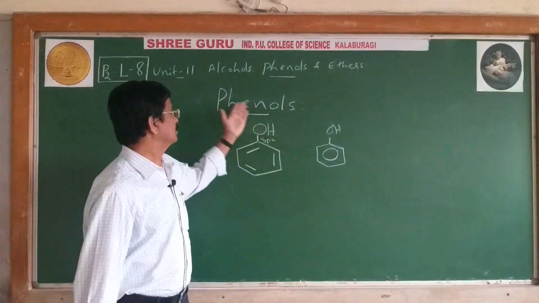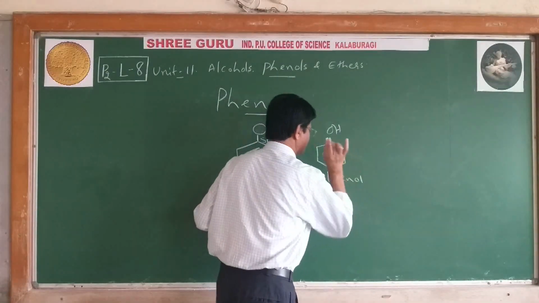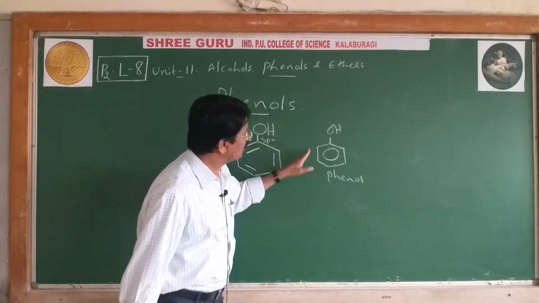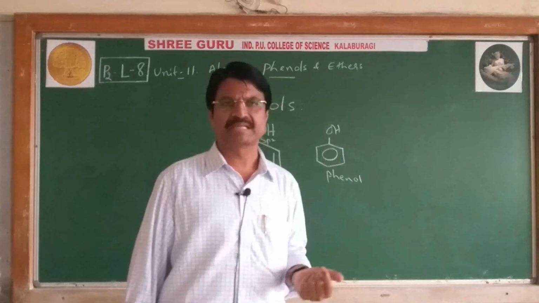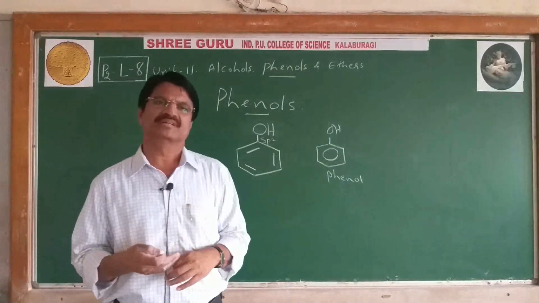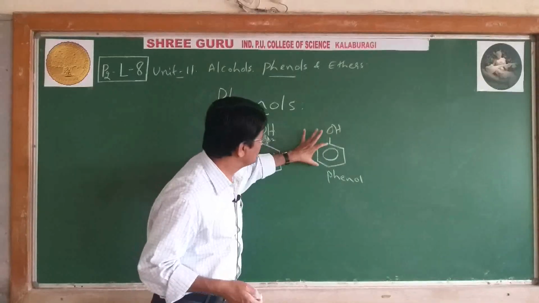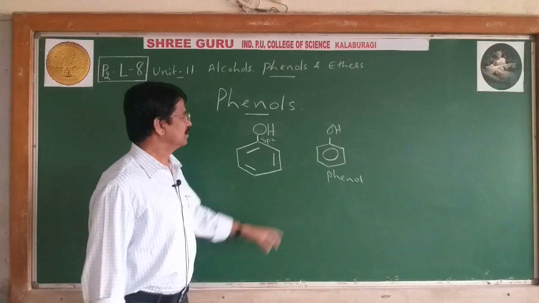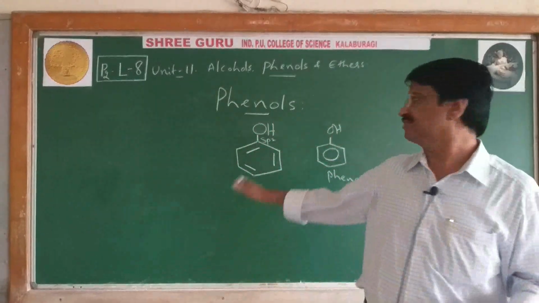Yes, the simplest molecule in phenols is phenol. This is phenol. A ring with one OH group is called phenol. And if I write any other group along with OH on the benzene ring, it is not phenol. There may be cresol, nitrophenol, and resorcinol, different compounds. But one OH on a benzene ring is said to be phenol. Then the application or use of phenol. Why study this topic? You come to know the uses of phenol.